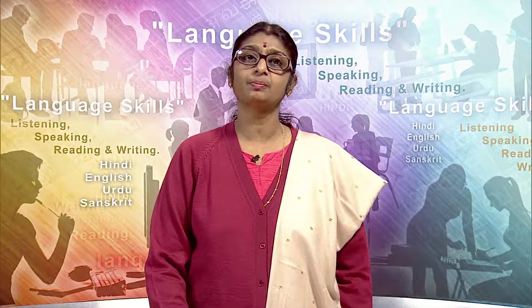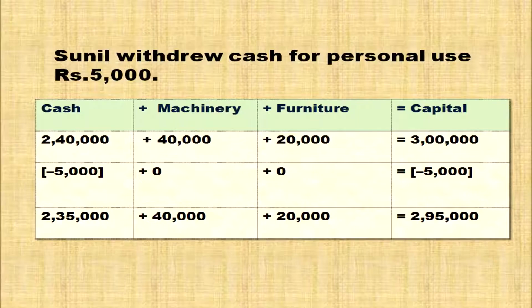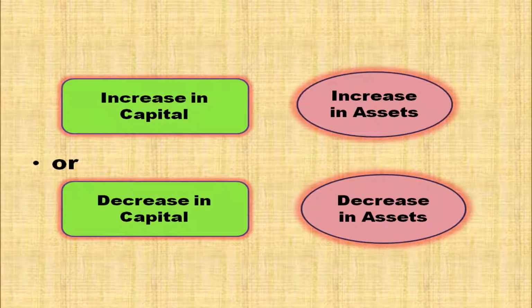Sunil withdrew cash for personal use rupees 5,000. This is another transaction. So, cash is going from the business. Cash worth rupees 5,000 is going from the business. So, from the cash column we are deducting minus 5,000 and capital of 5,000 rupees is going. So, in the capital column we are deducting 5,000. So, in every transaction, when we are seeing the accounting equation, there can be an increase in capital or decrease in capital, or increase in asset or decrease in asset.